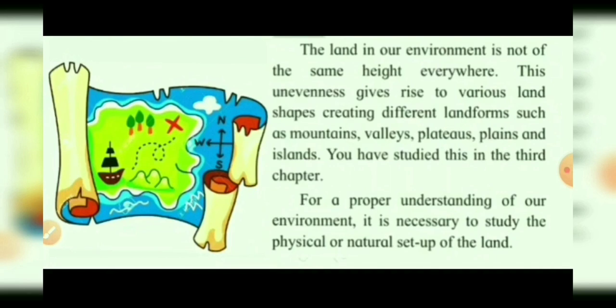The land in our environment is not of the same height everywhere. This unevenness gives rise to the various land shapes, creating different landforms such as mountains, valleys, plateaus, plains, and islands. You have studied this in the third chapter. For a proper understanding of our environment, it is necessary to study the physical or natural setup of the land.